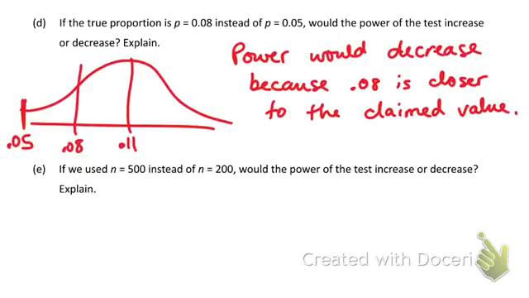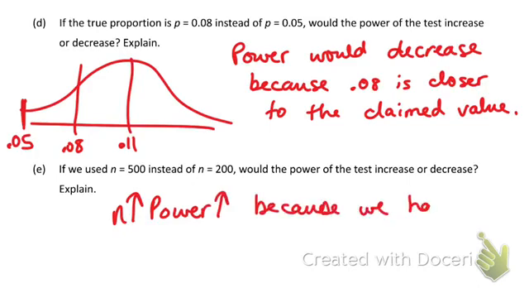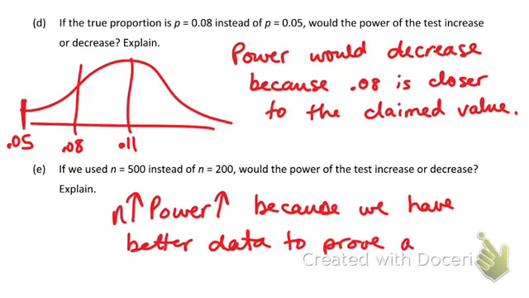What if we use n of 500 instead of n equals 200? What would happen to the power of the test? So when n increases, power increases because we have better data to prove the alternative hypothesis. We have more data, better data to prove the alternative hypothesis.